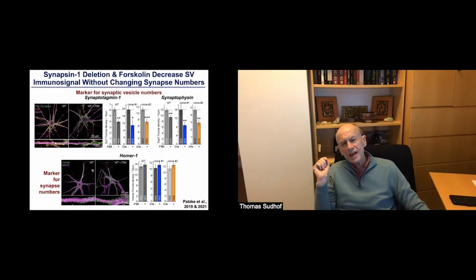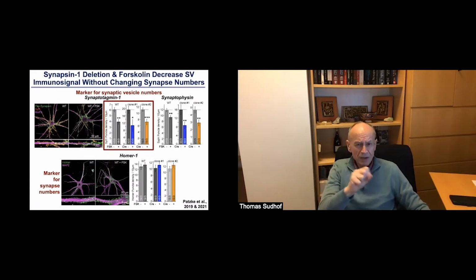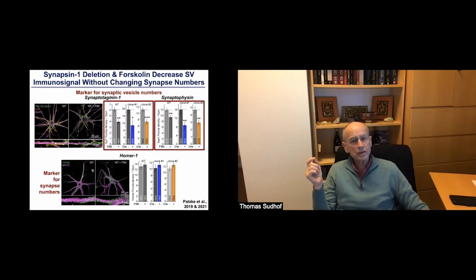Now, can we visualize this loss of synaptic vesicles also in another way? And we can. We can do it by simple immunocytochemistry, by looking at immunocytochemistry for synaptic vesicle proteins in synaptic puncta, which show a clear-cut phenotype of either phosphorylation or pre-dependent deletion of synapsin, as shown here for synaptotagmin or synaptophysin. When we compare that with a synapse marker, there's no change because the number of synapses are unchanged. It's the synaptic vesicles that are changed.